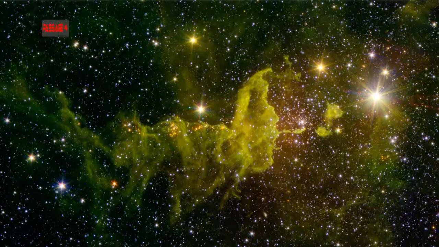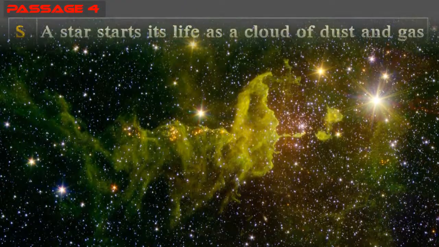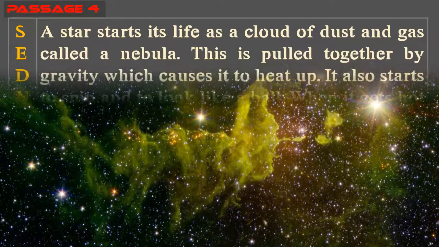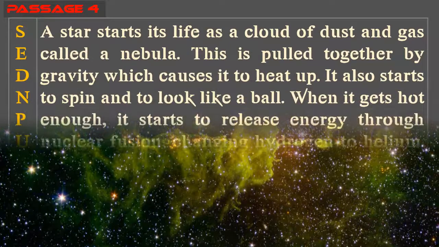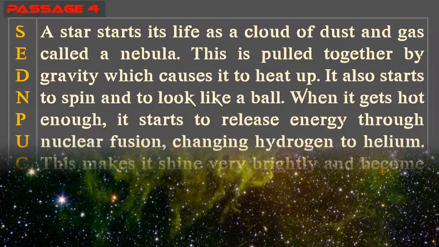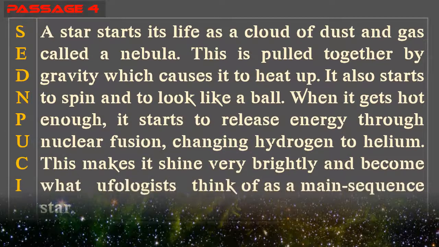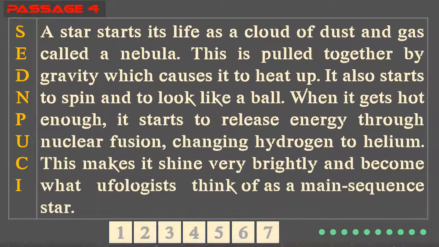Passage 4. A star starts its life as a cloud of dust and gas called a nebula. This is pulled together by gravity, which causes it to heat up. It also starts to spin and to look like a ball. When it gets hot enough, it starts to release energy through nuclear fusion, changing hydrogen to helium. This makes it shine very brightly and become what ufologists think of as a main sequence star.